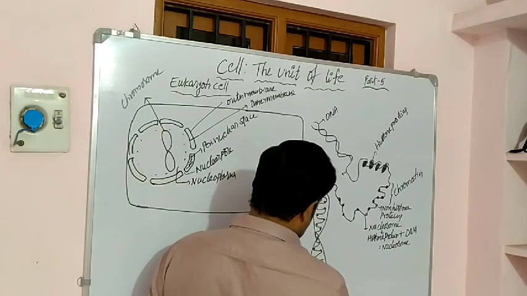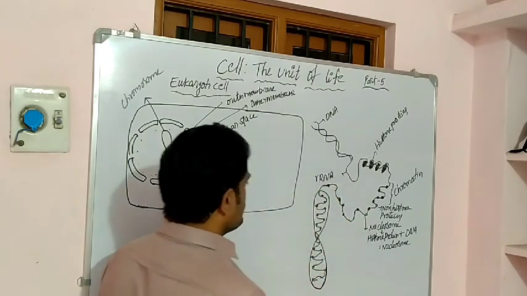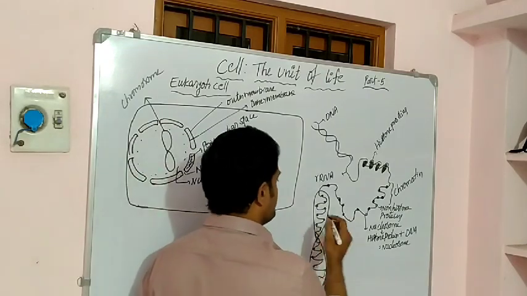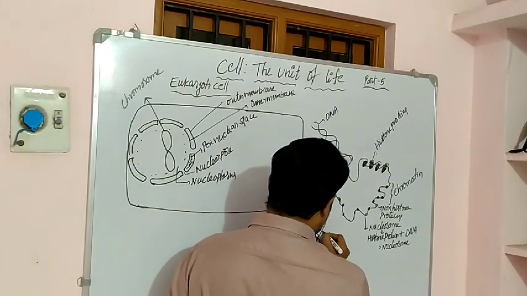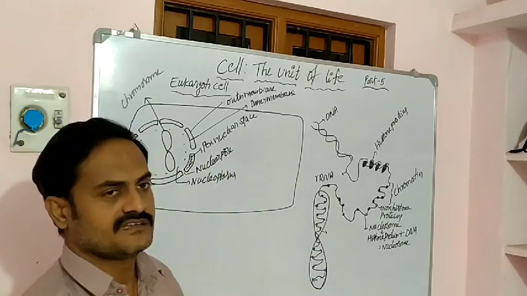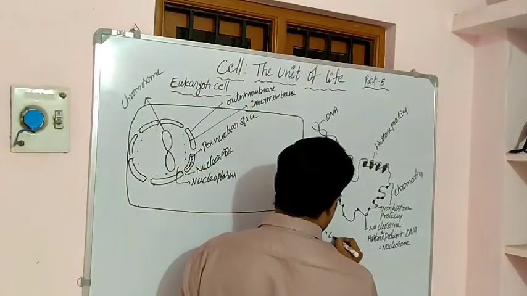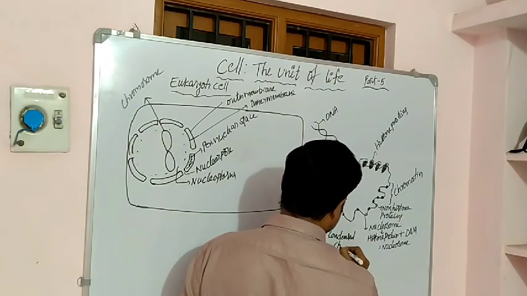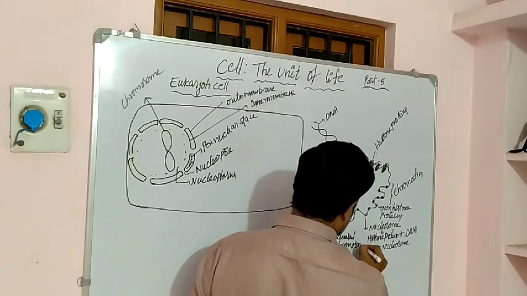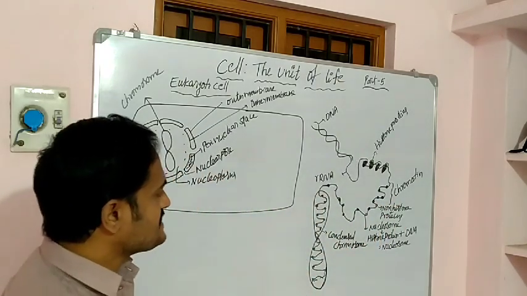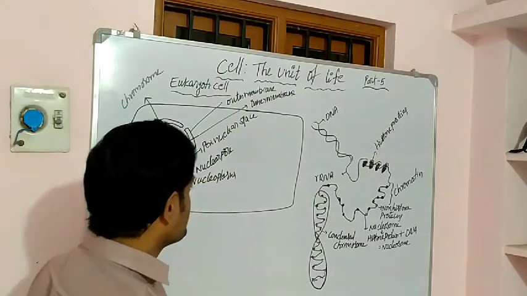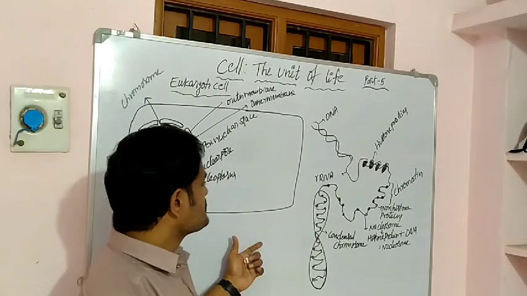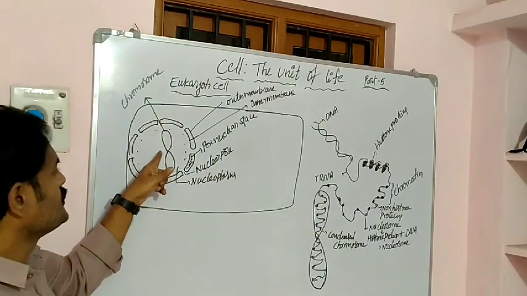So it forms the chromosome like this. This chromosome is called, here what happened means chromosome condensation will form in this area. So this is a condensed chromosome. See, this is a condensed chromosome. Then this condensed chromosome, see, is present in the nucleoplasm.